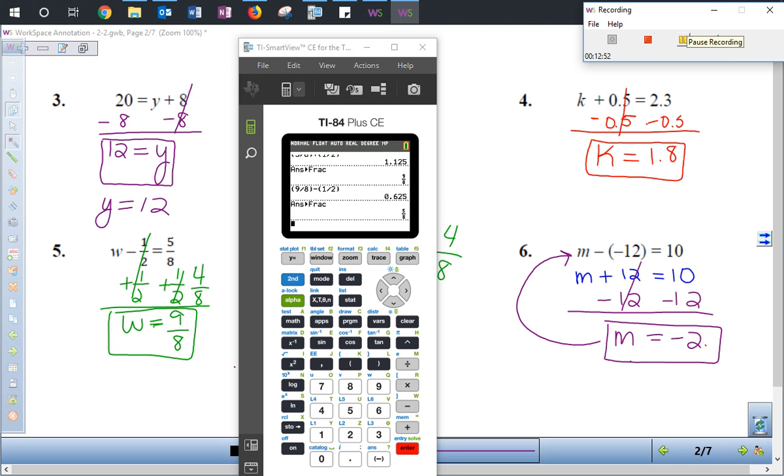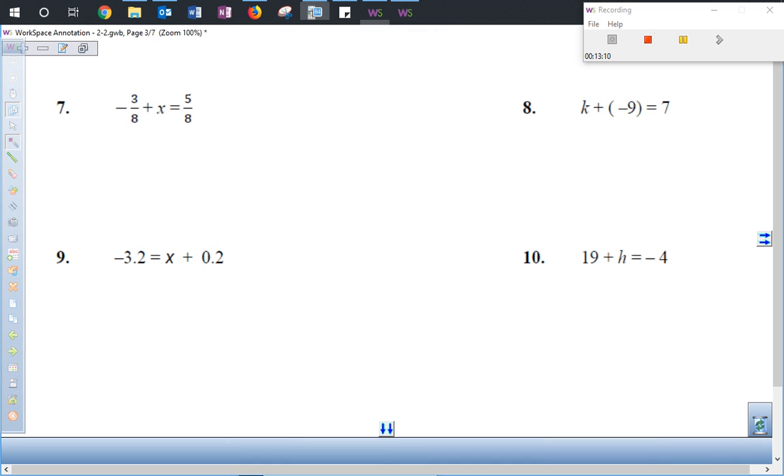So to do that, you're going to get parentheses -2 minus parentheses -12, and we should get an answer of +10. And we do. Number 7, again we have fractions, but that should be no issue because now we know how to do them on our calculator. So I have -3/8 plus x equals 5/8.